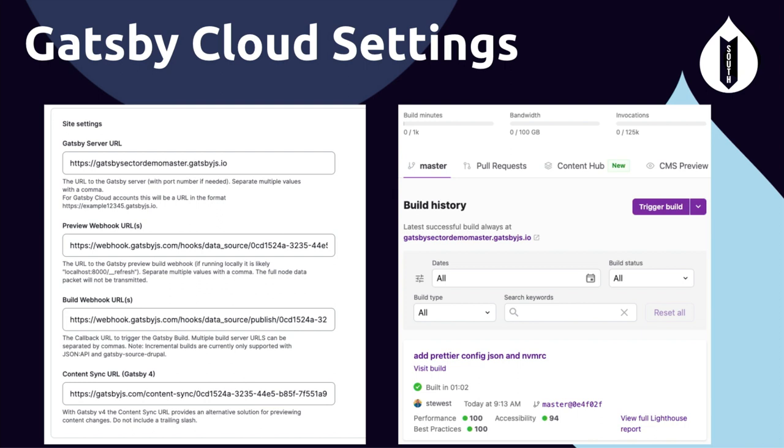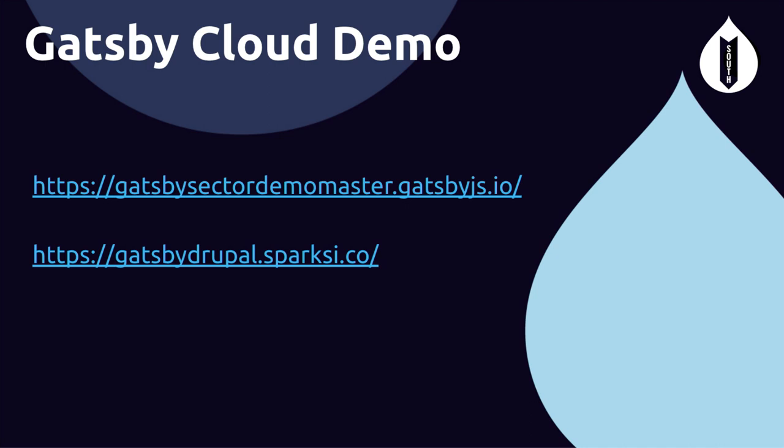When we are ready for that, we'll change our URLs in the Gatsby module in Drupal. So up at the top left there, we've got our Gatsby sector demo master. That's just the name that Gatsby Cloud gave me. And then we've got our webhook. That's how your Drupal module is going to connect with Gatsby Cloud: your build hook and a content sync URL. And on the right, you'll see this Gatsby dashboard, which gives you all the information about your builds and where you add in your settings. There are the two links to see things happening. And we're going to try this.